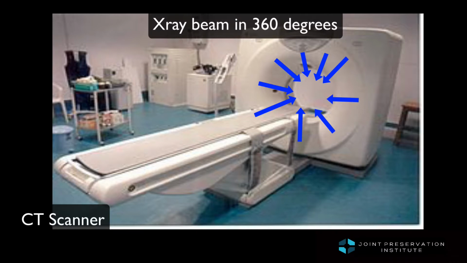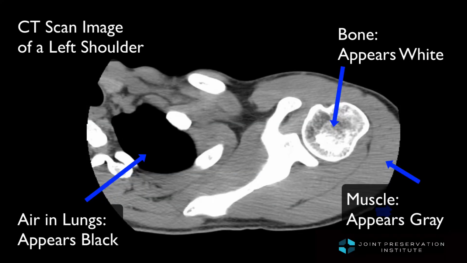The CT scanner has an X-ray unit which spins around the patient and passes X-rays through multiple different directions. The computer then integrates those images into a cross-sectional image, which is the output of the scanner. This is an image of a CT scan of a left shoulder.